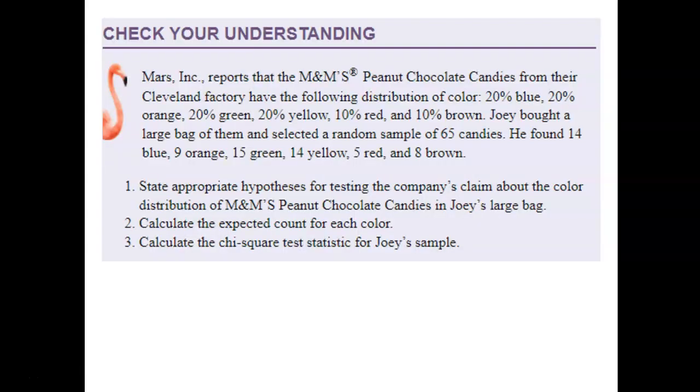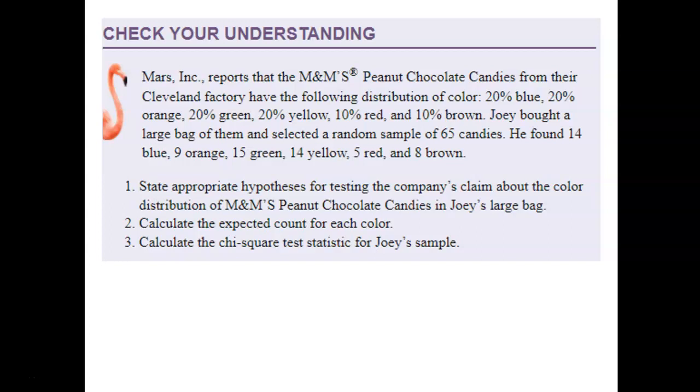So here, I'm talking about the peanut chocolate candies. Favorite of mine. Unfortunately, in my house, we can't have them because my son is deathly allergic to peanuts. But they also give similar distributions from the company about what you'd expect to see for color. And then they took a random sample of 65 candies, and they have observed data there at the end of the problem. So they're going to want you to do the same thing they just did for that dice problem.